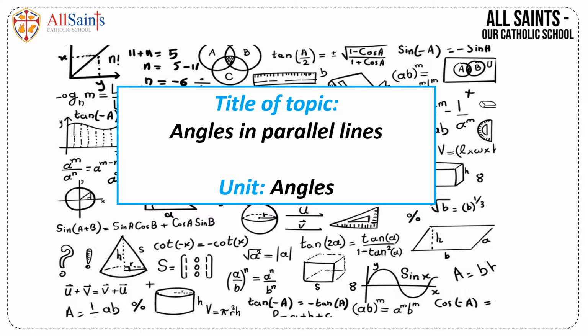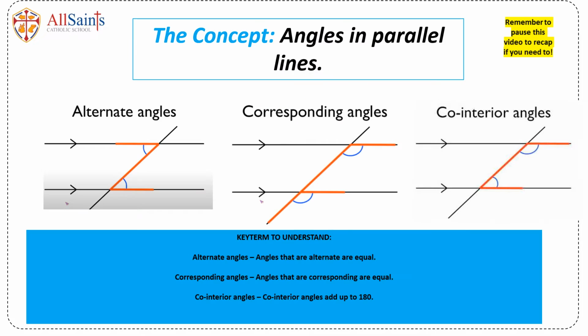Today's topic we're going to look at is angles in parallel lines. There are three main rules we use when looking at angles in parallel lines. Firstly, there are alternate angles, otherwise known as Z angles. As we can see, when we can draw a Z around the two angles, we create alternate angles. And alternate angles are equal in size.